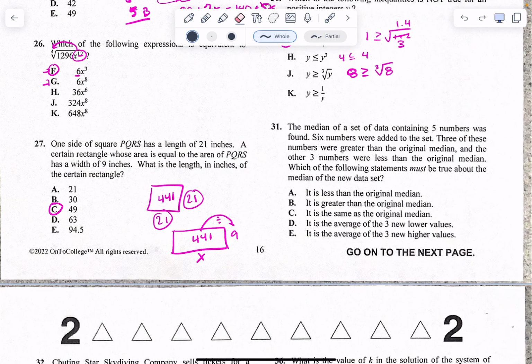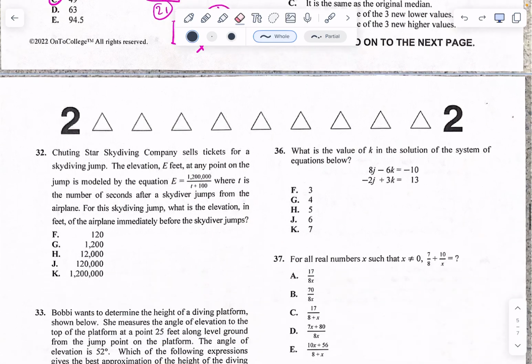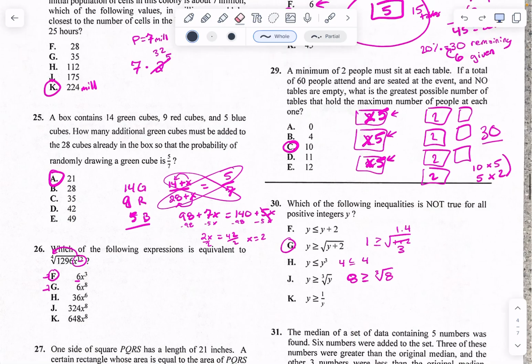Okay, well, we better stop there. We're going to run out of time. Okay, all right, perfect.